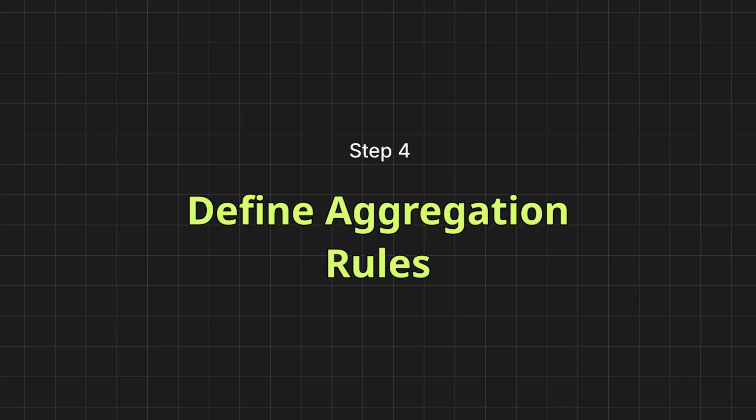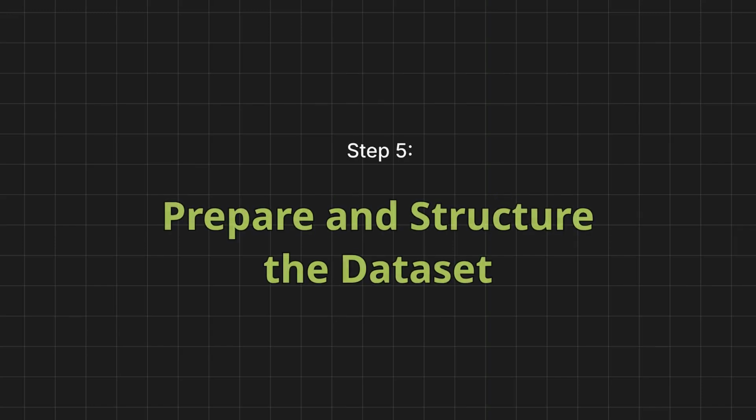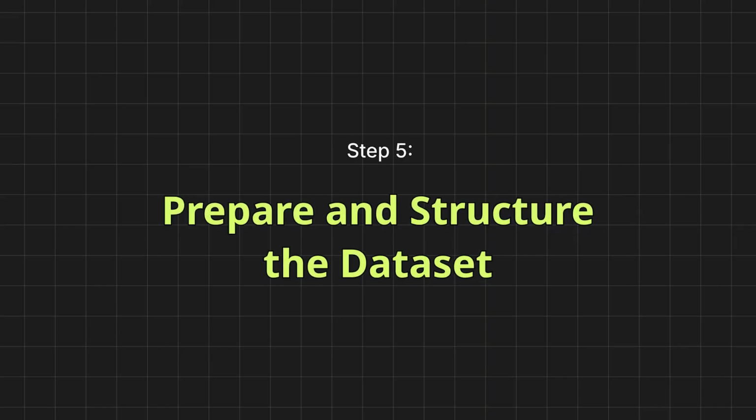Step 4 involves defining aggregation rules. Experts define how each maturity level correlates with the selected drift factors. Their insights are used to construct the conditional probability tables for the Bayesian network, effectively translating domain knowledge into mathematical rules.